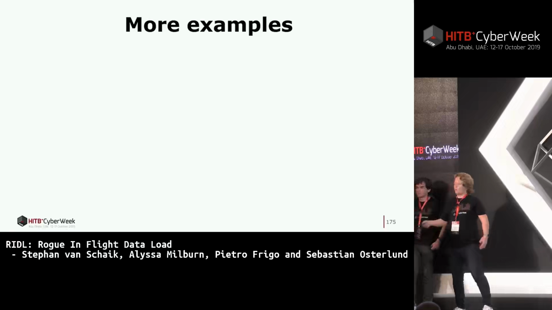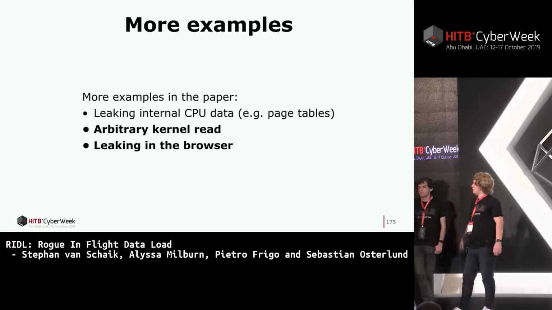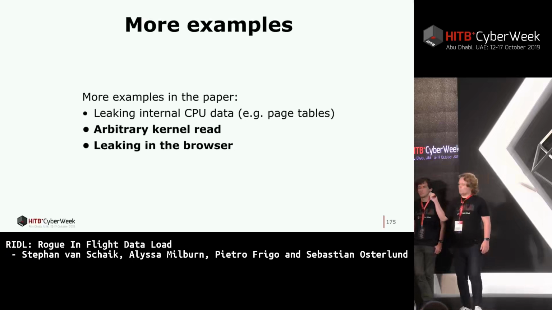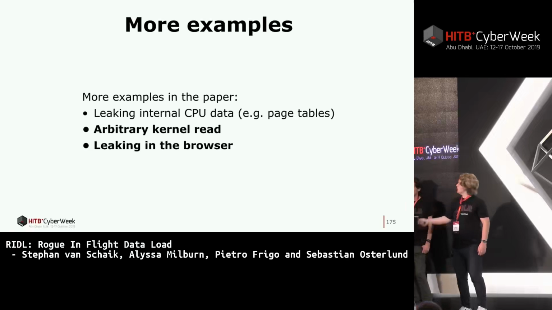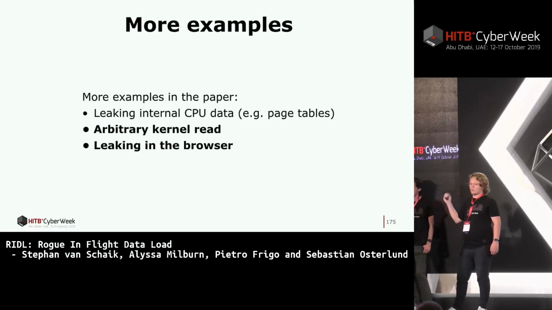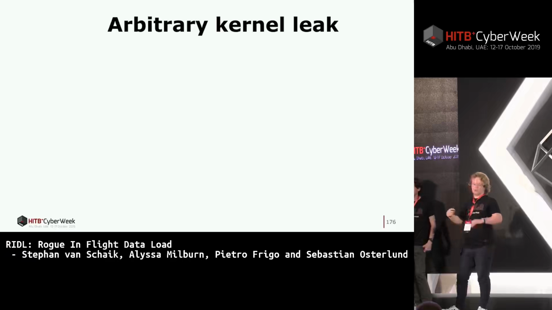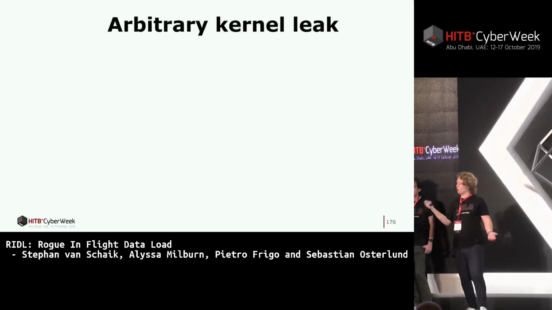We also have a few more examples of attacks that we did in the paper. One thing we can do is leak some internal CPU data, which I won't go into detail now, so we can leak page tables. We also have an arbitrary kernel read, so we can read arbitrary kernel data, and we can also do this attack from the browser. So a quick note on the arbitrary kernel leak.